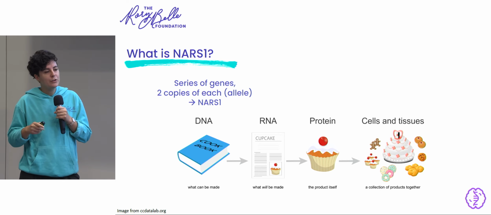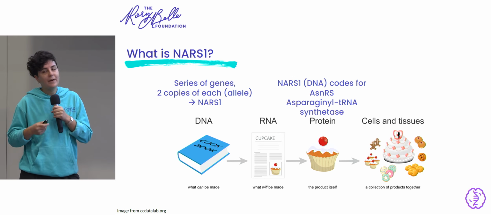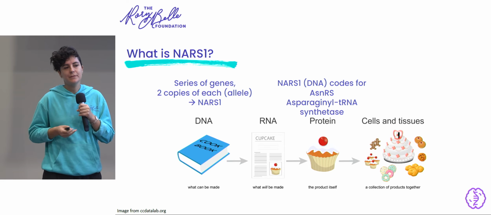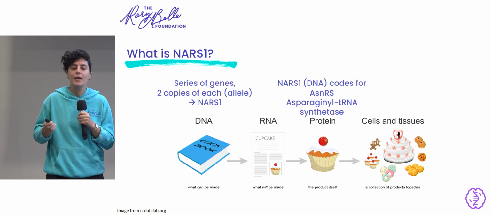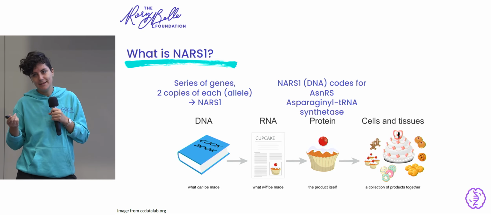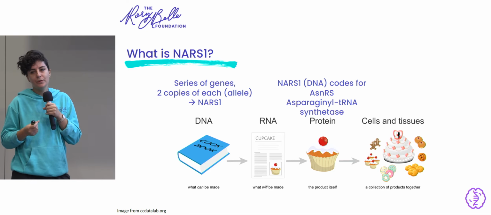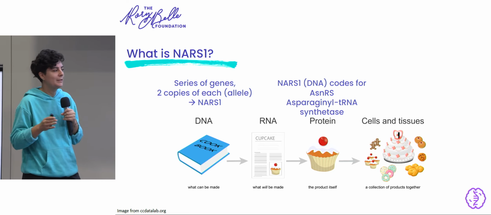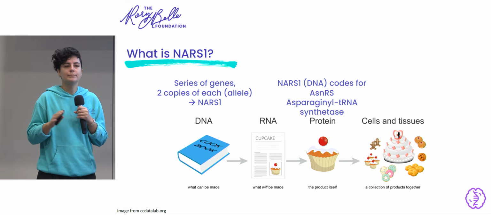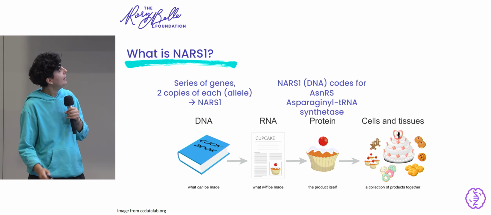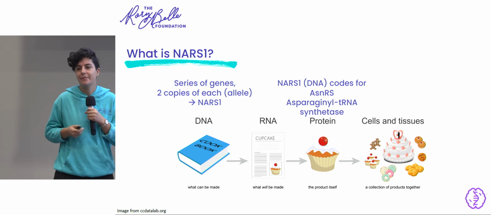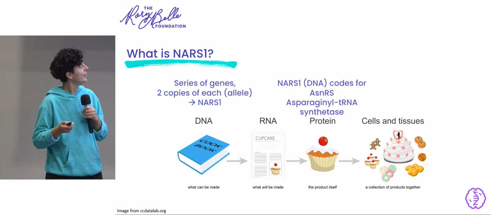Now, NARS1 is the gene, and then the final product of NARS1 is the protein, and you'll see it as different names, so sometimes it can get a little confusing, but NARS1 is the gene name, and then AsNARS, or asparagine tRNA synthetase, is the protein name. Just for the sake of simplicity, I will refer to everything as NARS1, just so it's easier for everybody. But yeah, the final product is the protein, so NARS1 is a protein. And it is a tool that is functional.